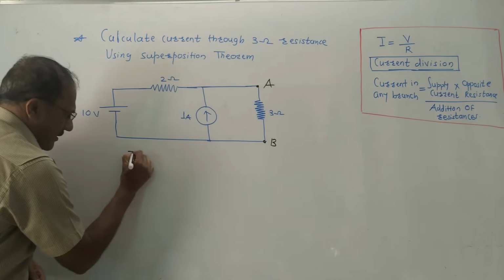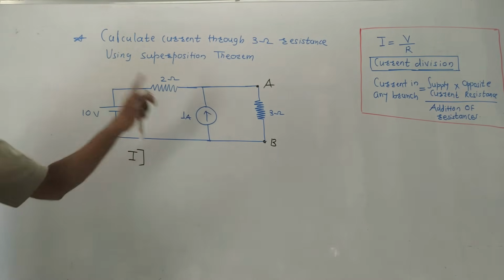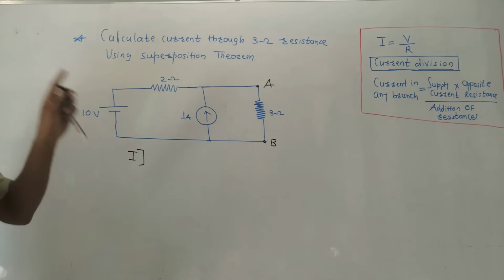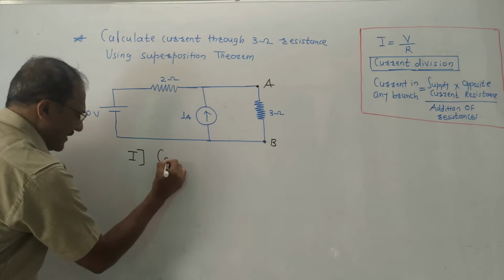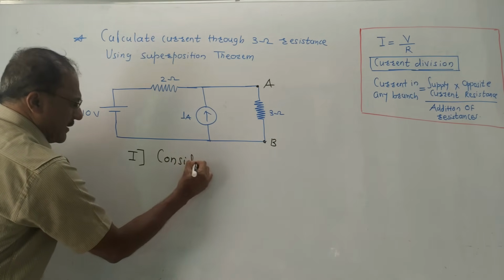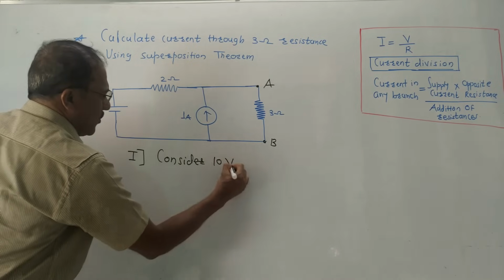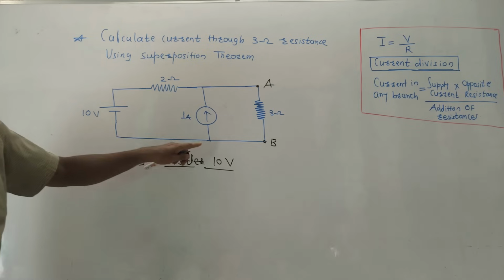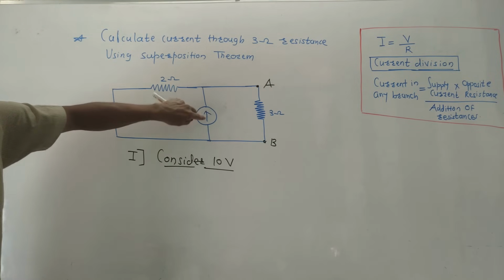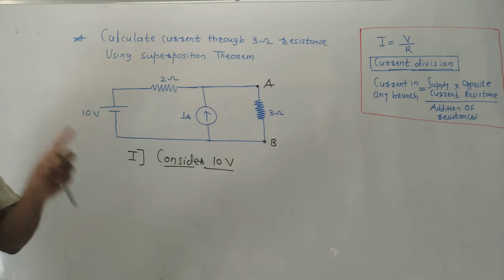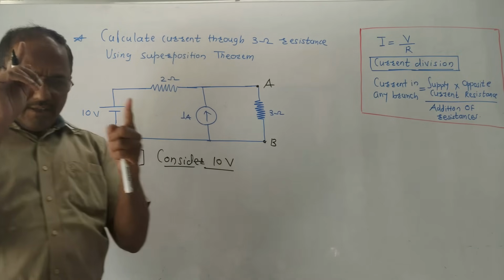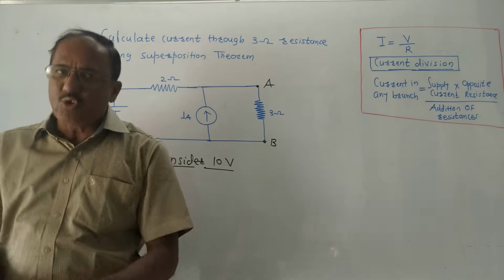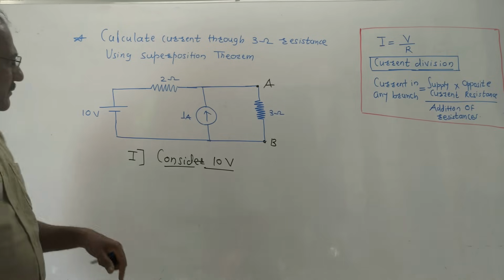Now step 1. There are two energy sources. One is a voltage source, another is a current source. At a time, consider only one source. So you can consider any source at a time. So first I will consider the 10 volt source. If I am considering the 10 volt source, think about the rule. The remaining source is the current source, that is 1 ampere. Only two rules you will have to apply. If the remaining source is a voltage source, short circuit that branch. If the remaining source is a current source, open circuit that branch.